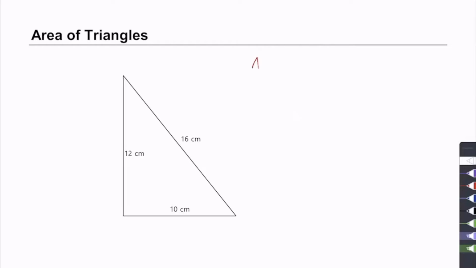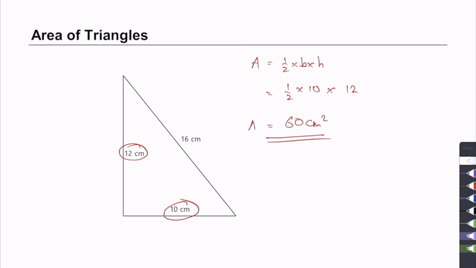So we know that the area is a half times the base times the height. Our base in this case is 10 centimeters. And we're going to multiply by the height, which is 12 centimeters. Well, a half times 10 is 5, and 5 times 12 is 60, which gives you 60 centimeters squared. Remember, area is always in squared units.